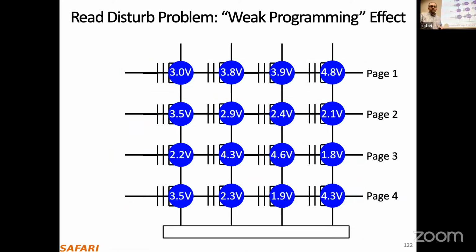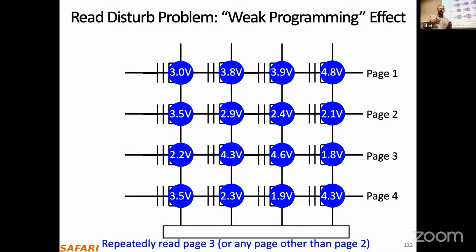Okay, so let us see the read disturb problem. We call this problem the weak programming effect. When we want to program a page, we need to apply a high voltage, relatively high compared to VPass, like 10 volts, 12 volts, 20 volts. But VPass voltage, as I said, is around 5 volts in this example. But that 5 volts can still provide some weak programming effect, and that can increase the threshold voltage of the neighboring cells.